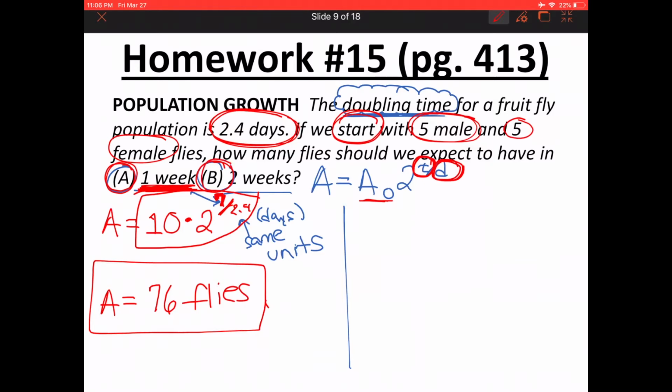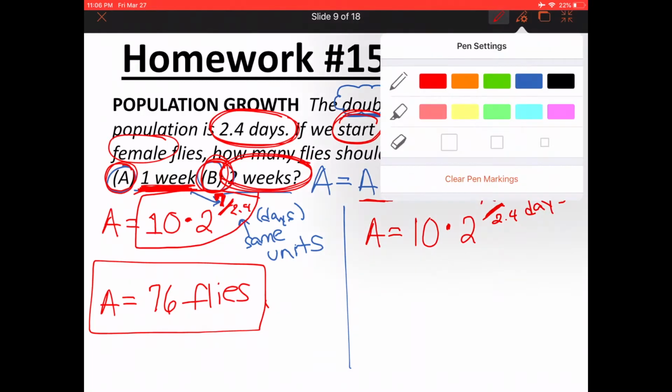Now let's go to part B, which is telling me after 2 weeks. So let's set up my equation. A equals A sub 0 is still going to be 10 because I'm still starting with 10 flies. I'm multiplying by 2. How much time has passed? 2 weeks have passed. But remember, I want to keep the same units. So 2 weeks is really 14 days because the doubling time is 2.4 days.